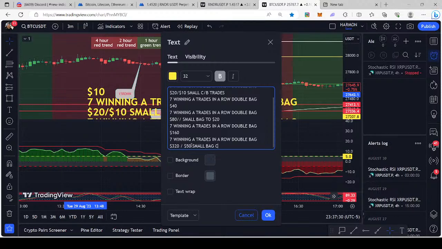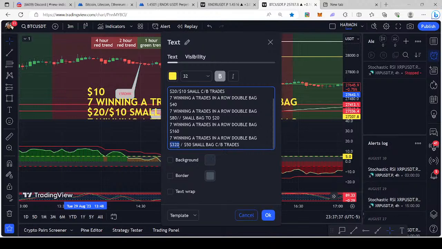And those are for C and B trades. And your big bag, which is this bag here, those are only for your A trades, okay? Now, the small bag stays there, and you continue on.